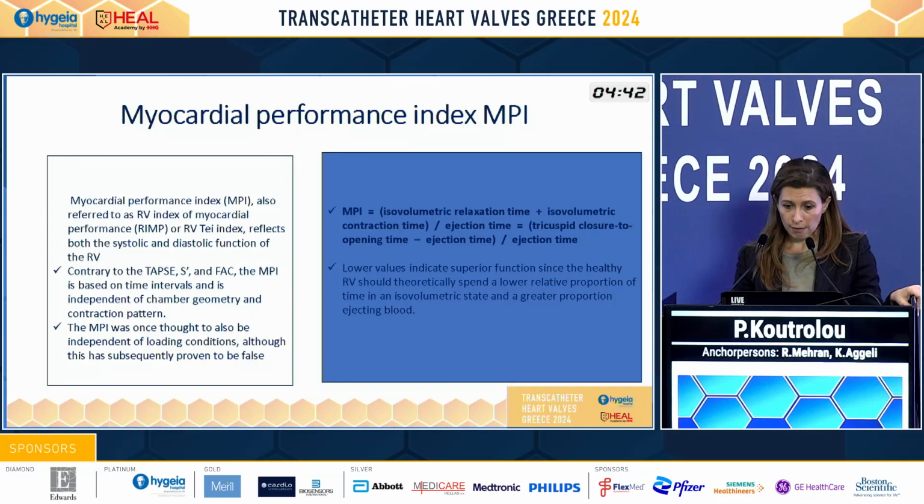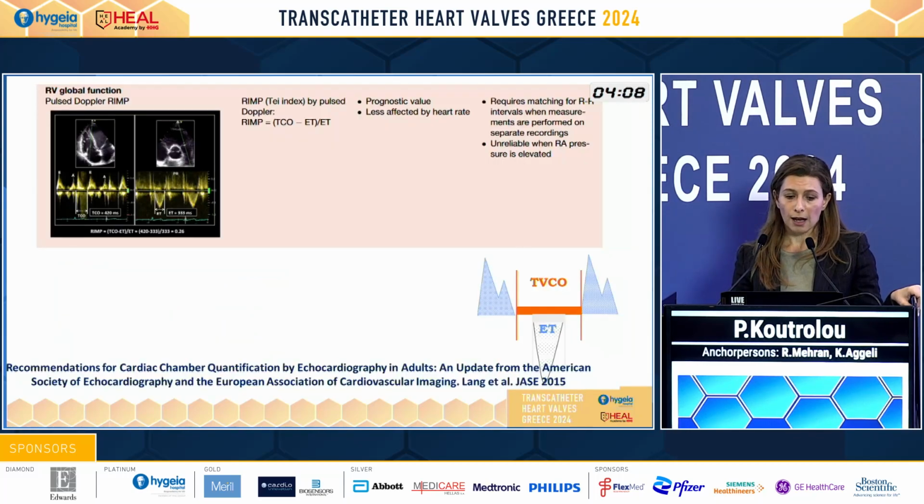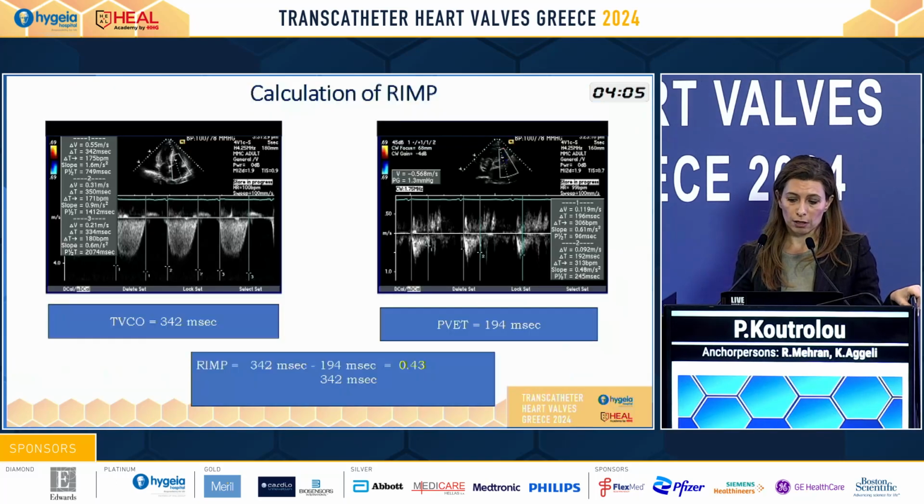I'm just mentioning the myocardial performance index. It's actually a measurement that we don't actually do in our everyday practice. It's actually the time that the right ventricle spends in having the tricuspid valve open in regards to the ejection time, which is the time where the blood comes out from the pulmonary valve to the pulmonary artery. What we need is less time of the tricuspid valve to be open. The lower this number is, the better the systolic function is.